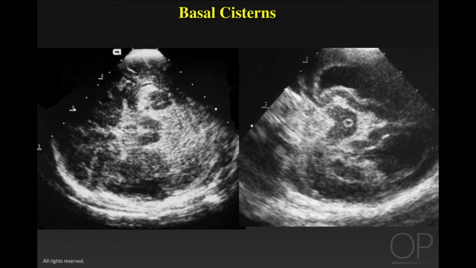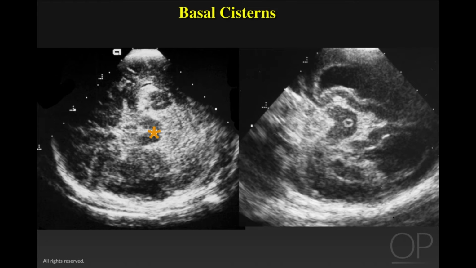The image on the left is an axial image obtained at the level of the cerebral peduncles. Here, the asterisk shows the midbrain and cerebral peduncles with a thin and echogenic rim of basal cisterns surrounding the midbrain. This is the normal appearance.